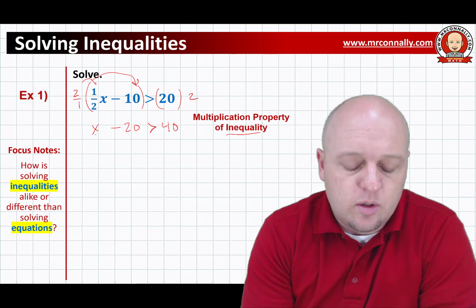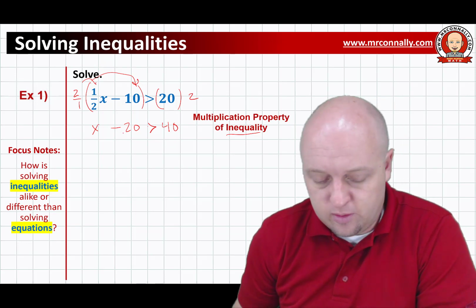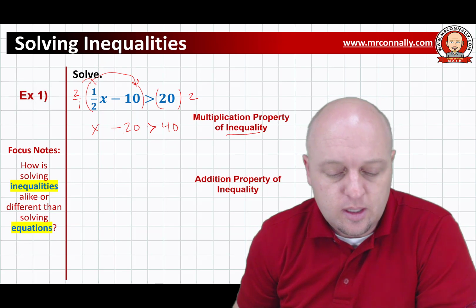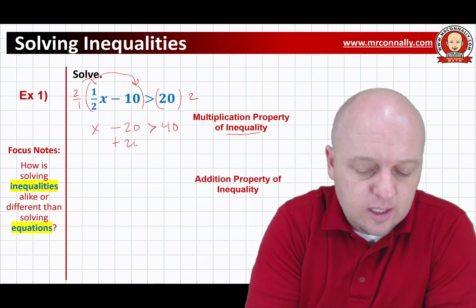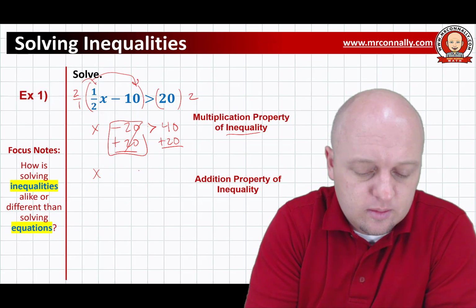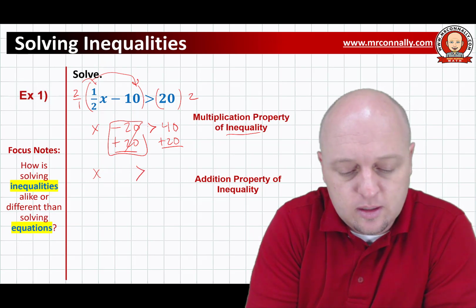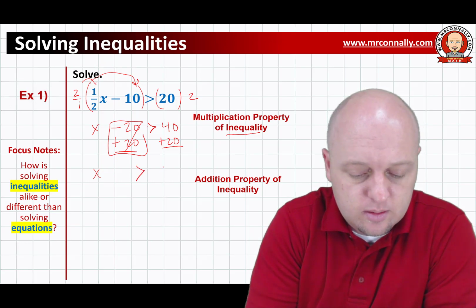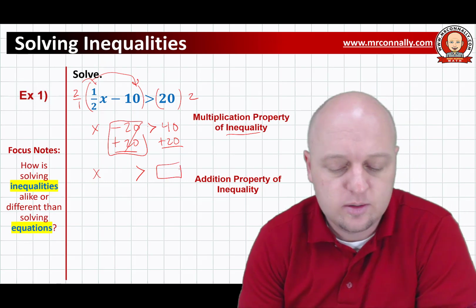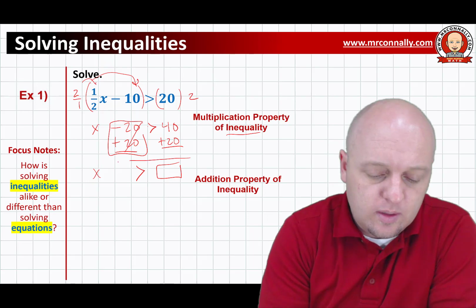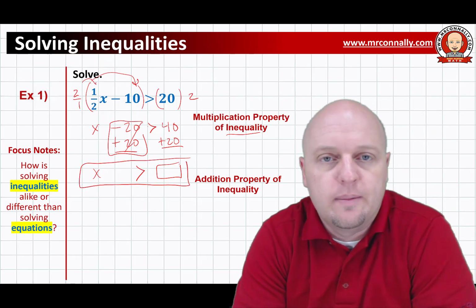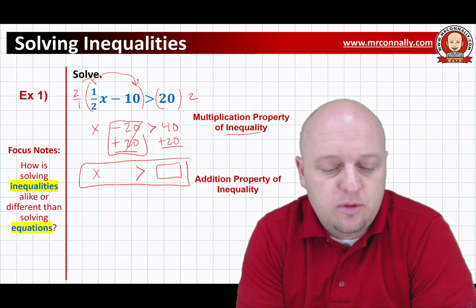So x minus 20 is greater than 40, just like an equation. I'm going to use my addition property to get rid of the negative 20. And I've got x, these cancel. X is greater than 40 plus 20. So go ahead and add those together. And that's your answer. Your answer is going to be x is greater than 40 plus 20. And that's it for this one.